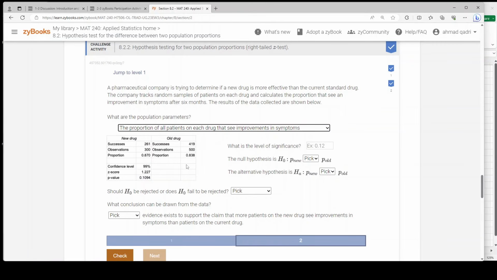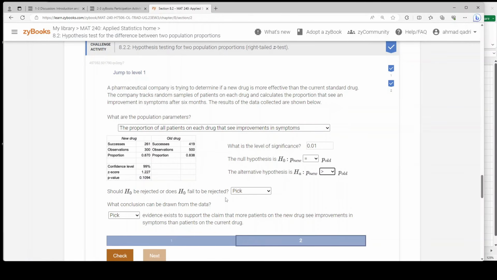What is the level of significance? The confidence level is specified as 99%, which is 0.99, so it would be 1 minus 0.99, or 0.01. The null hypothesis is that the proportion of the new drug equals the proportion of the standard or old drug, and the alternative is that the proportion of new is greater than the proportion of old. Remember that the proportion here signifies the proportion of patients or subjects that see an improvement in symptoms.